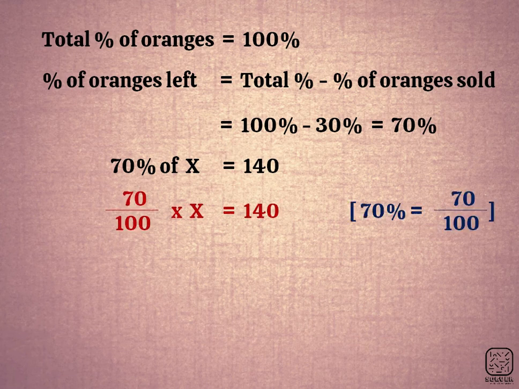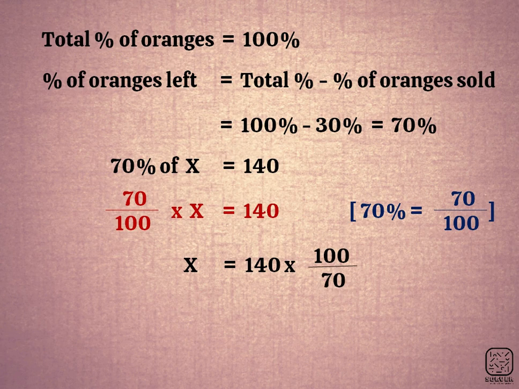70% is 70 by 100. So 70 by 100 into x is equal to 140. So we got the equation now. Now we need to solve it. For solving the equation, we need to keep only x on the left side of the equal sign. Everything else we need to bring from the left side to the right side of the equal sign. So here on the left side, 70 we are multiplying and 100 we are dividing. When we bring it to the right side, 100 we are multiplying and 70 we are dividing.